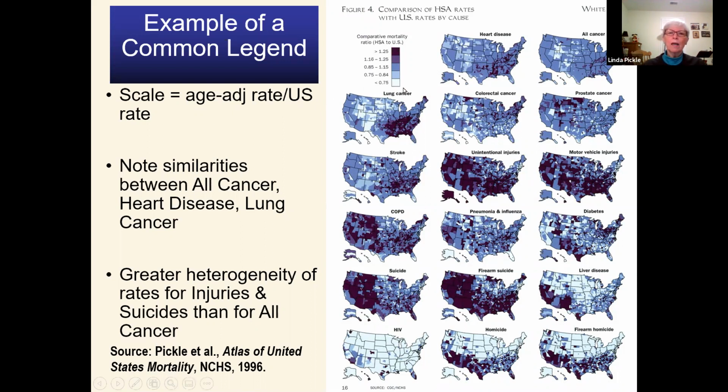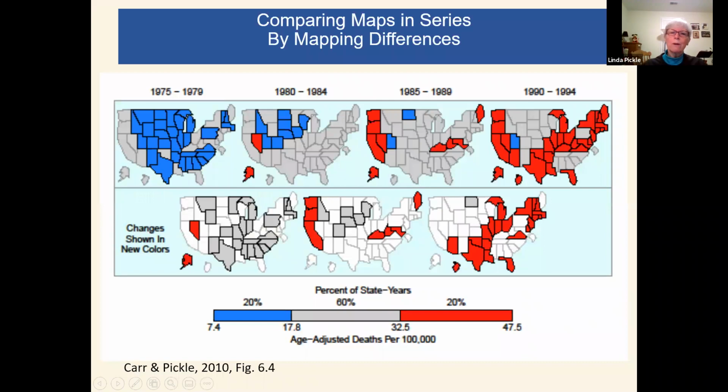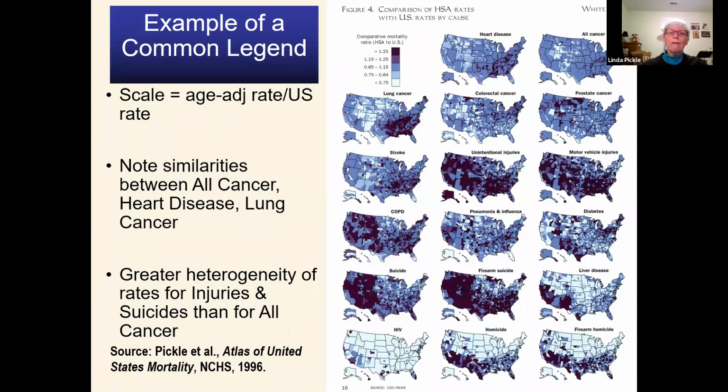So now we have a relative scale going from light to dark. The lightest blue is a place that has a rate less than 75% of the US rate, up to the highest, which is the darkest color, and those rates are more than 25% higher than the US rate. So it's a relative scale. And if you looked a little bit, you'd probably see that some of these causes of death had very similar patterns.